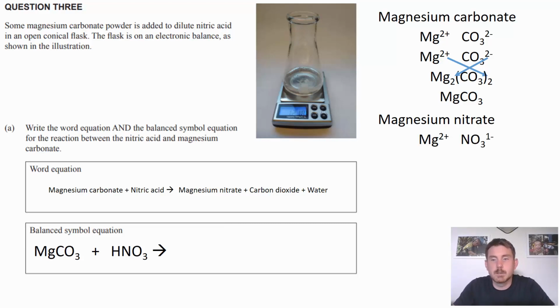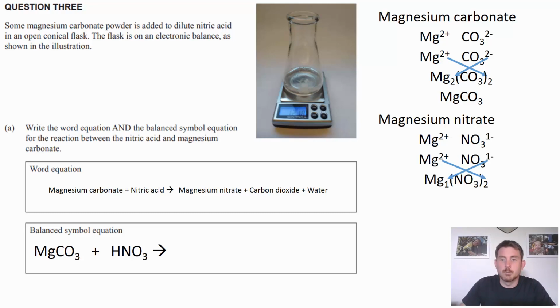For magnesium nitrate, we can see the charges on the magnesium are 2 plus and on the nitrate is a single negative charge. So here we're going to need 2 nitrate groups to balance the charge with the magnesium, and so the formula will be Mg(NO3)2. We can get that with the swap and drop method again, by dropping those charges down, making sure we put our brackets around the nitrate group, and then we can get rid of the 1 after the magnesium.